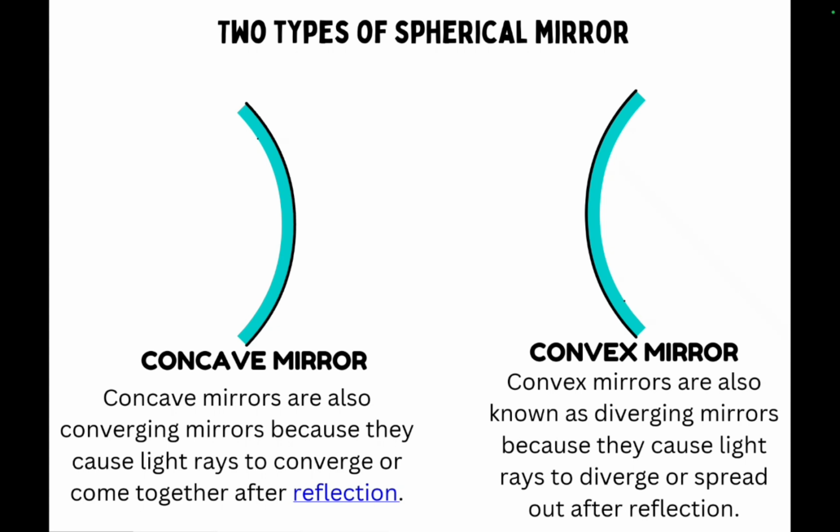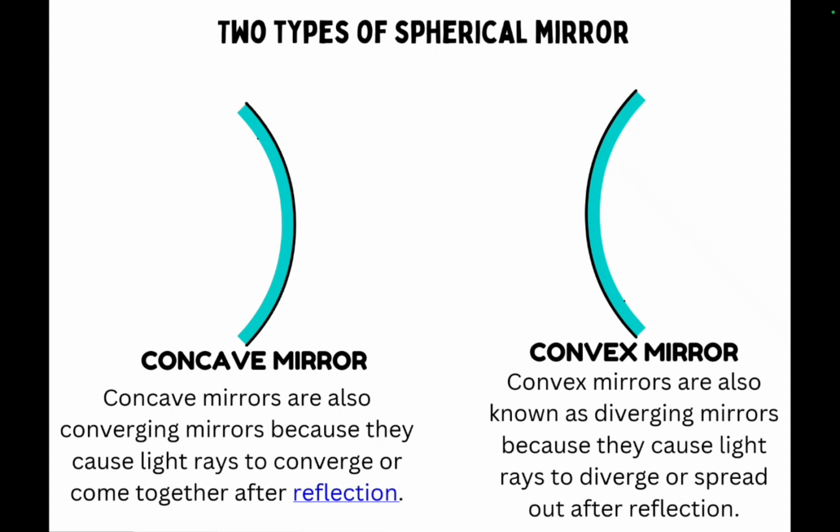Our last lesson was all about the two types of spherical mirror. So what is a spherical mirror? It is a mirror that has the shape of a piece cut out of a spherical surface. We can also call it curved mirrors. So we have two types. The first one is a concave mirror and the second one is a convex mirror.